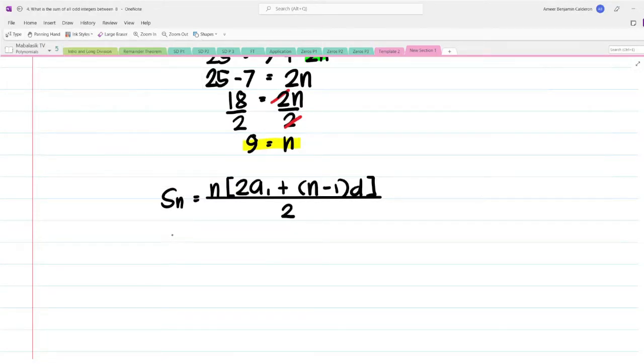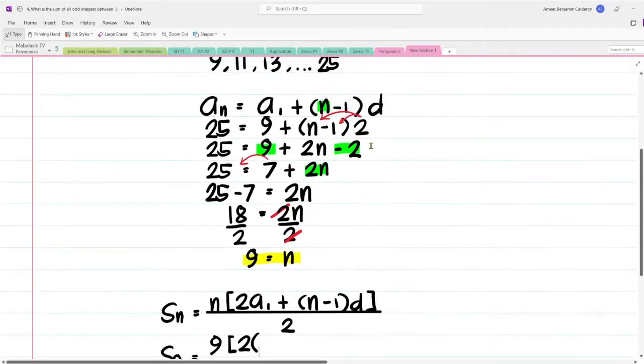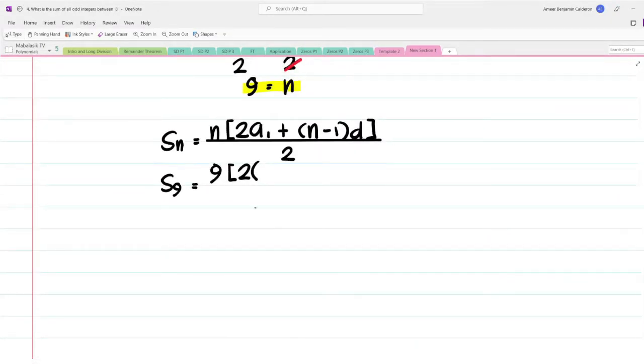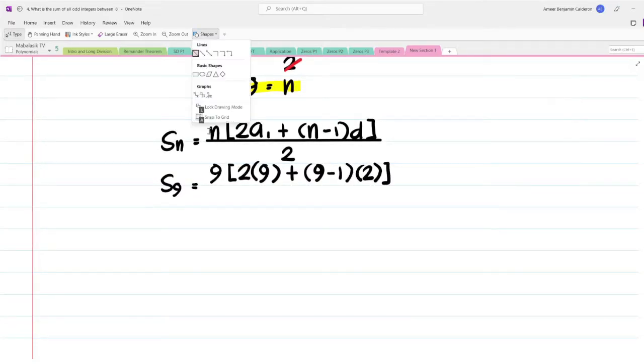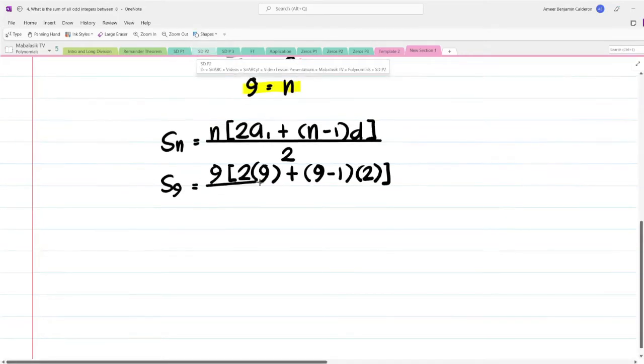So this is S sub 9. We are looking for the sum of the first 9 terms. N is also 9 times the quantity of 2a sub 1, which is 9, plus the quantity of 9 minus 1 times 2, all over 2.